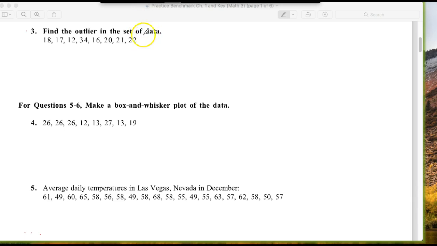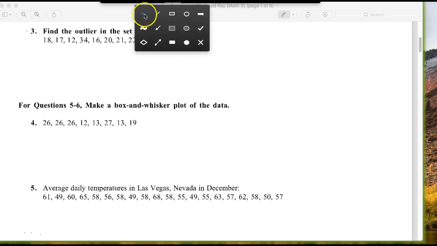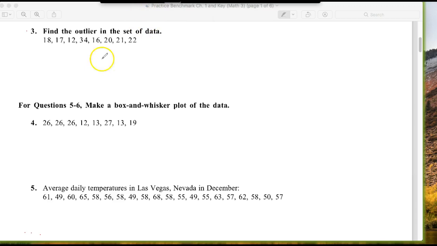Okay, we're going to find the outlier in this set of data. In the past, you may have defined an outlier as 1.5 times the interquartile range above the third quartile or below the first quartile. Here we're just going to look at an outlier that's substantially larger or smaller than the rest of the values, and you can do that by ordering them from least to greatest.